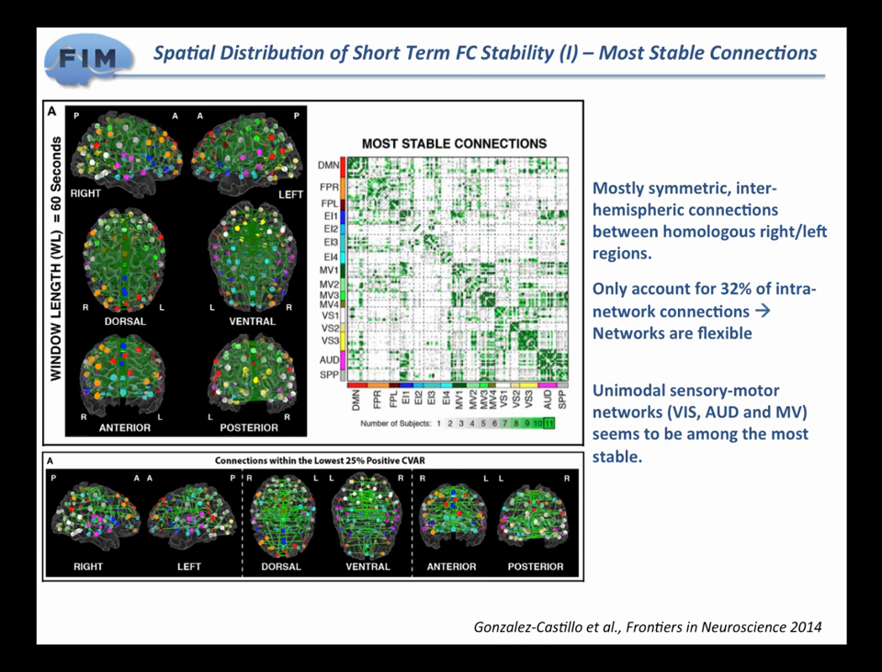In terms of the spatial profile, what we found is that mostly symmetric interhemispheric connections between homologous left and right regions seem to be those that are most stable. And these most stable, as I just said, only account for a small percentage of intra-network connections, which means that these networks are flexible over time. And it seems that unimodal sensorimotor networks are the ones that contain most of those very stable connections.